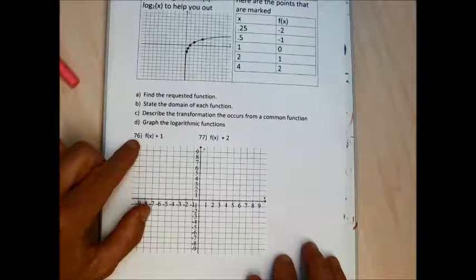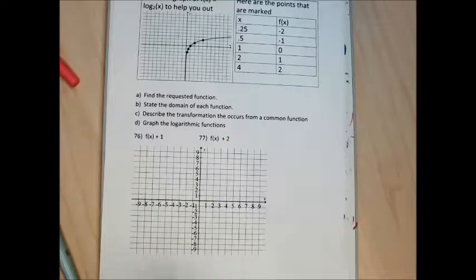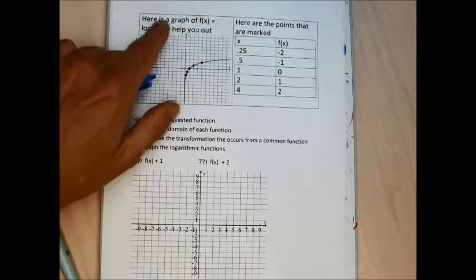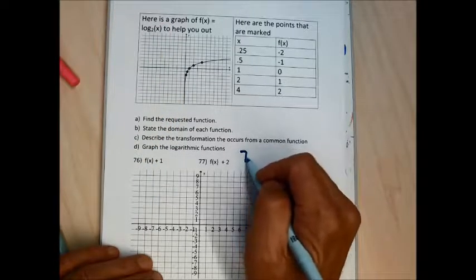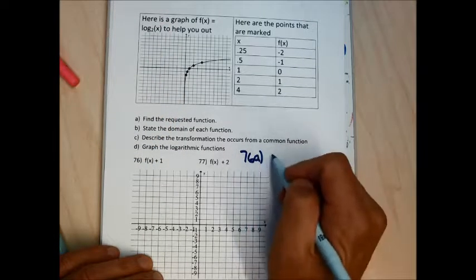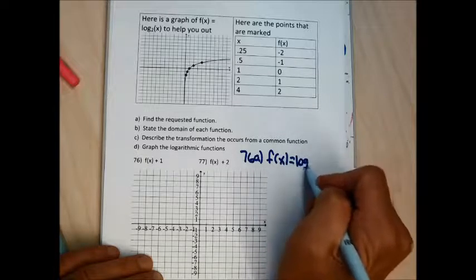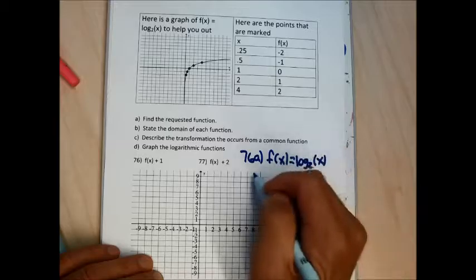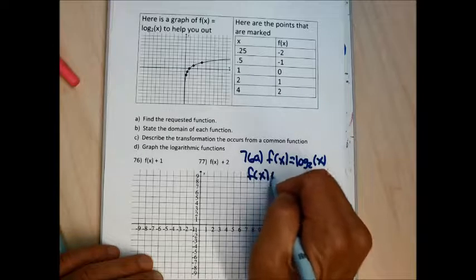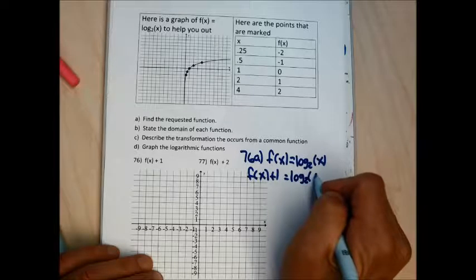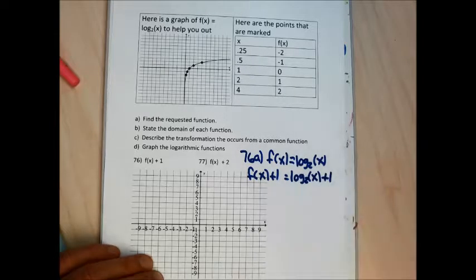76 wants me to find f of x plus 1. That's a super easy function to find. The plus 1's not in the parentheses, so it's going to go after the function. So when I go to do 76a, the function that's graphed is f of x equals the log base 2 of x. To find f of x plus 1, the plus 1's going to go after the function because it's not in the parentheses. That's my find each function completely done.